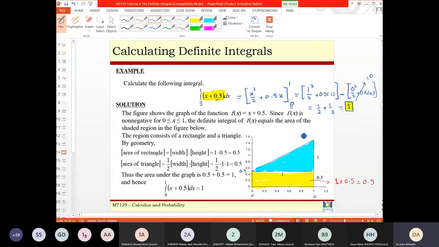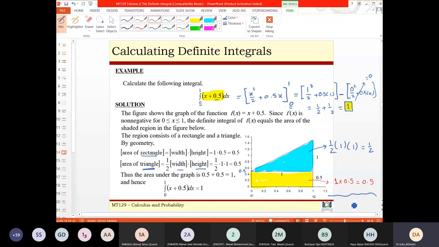Now if I'm talking about the triangle, this is a right-angled triangle. The area of the triangle is half the width times the height. It is half, and the width is 1 and the height is 1 as well. So this equals half again. So the total area is the sum of the two areas. So the total area is equal to 1, same as the integration result that we found here.